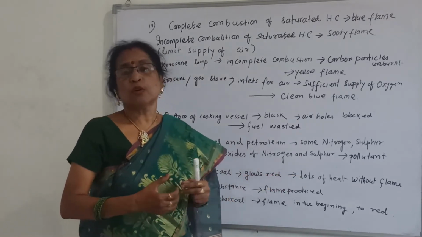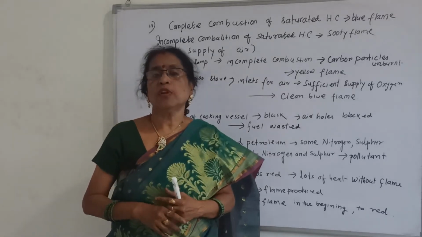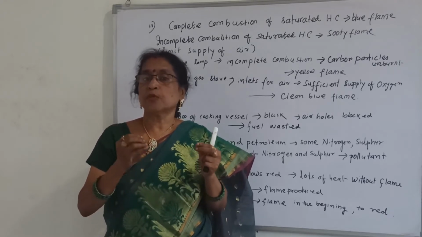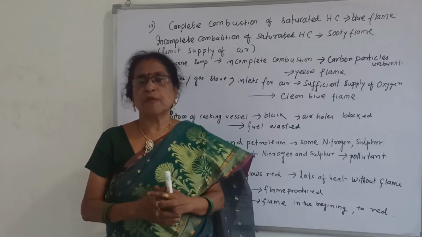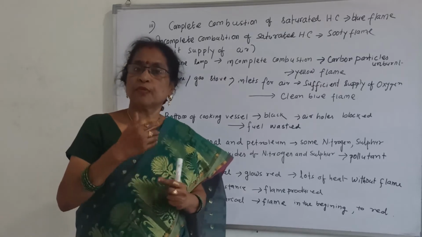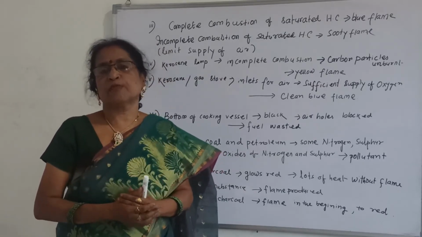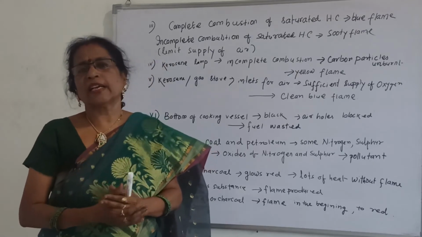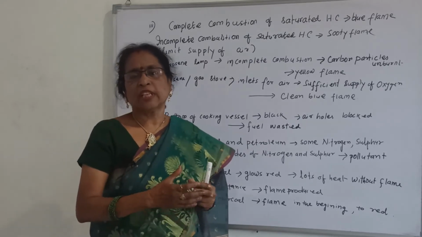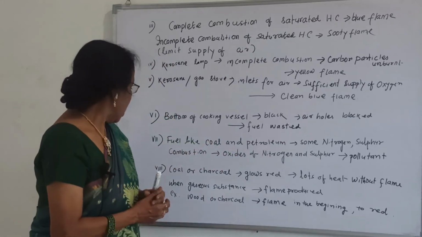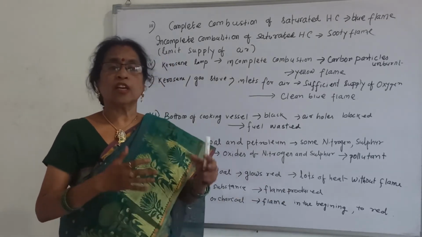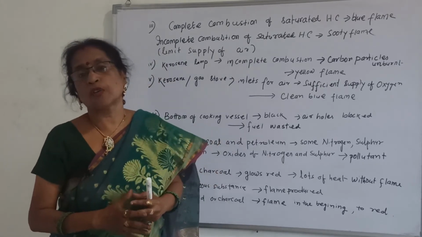So listen, coal and charcoal when burning first of all give a yellow flame. After that it becomes red. Red means a large amount of heat is produced without any flame. Actually, flame is produced when vapor or volatile gases are present. If volatile gases and vapors are present in the fuel, at that time it gives a yellow flame. That means coal and charcoal glow red because a lot of heat is produced without any flame.